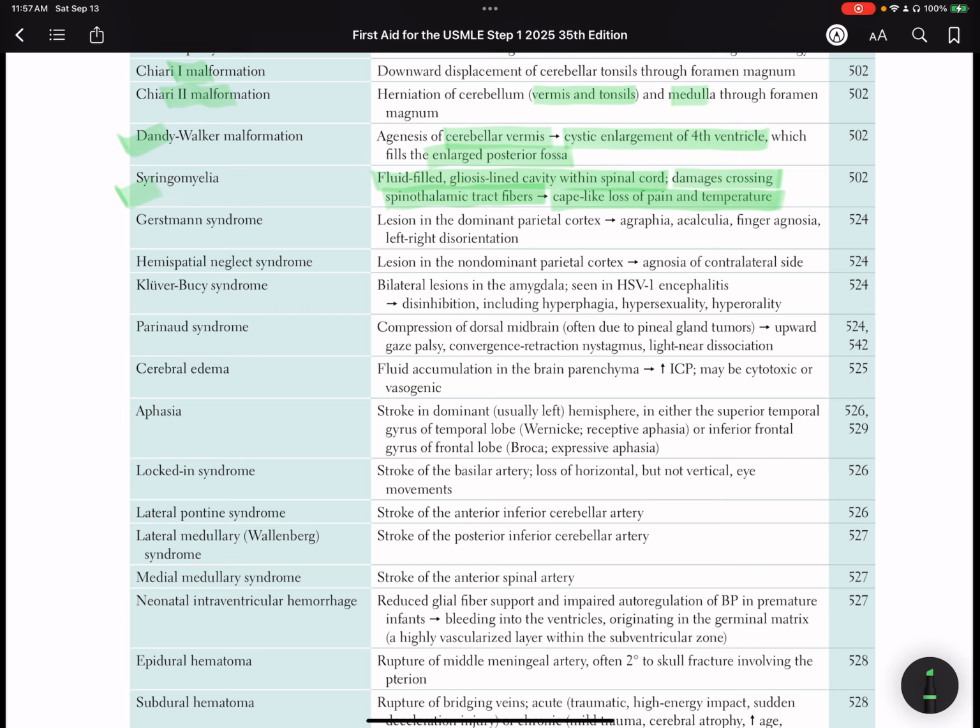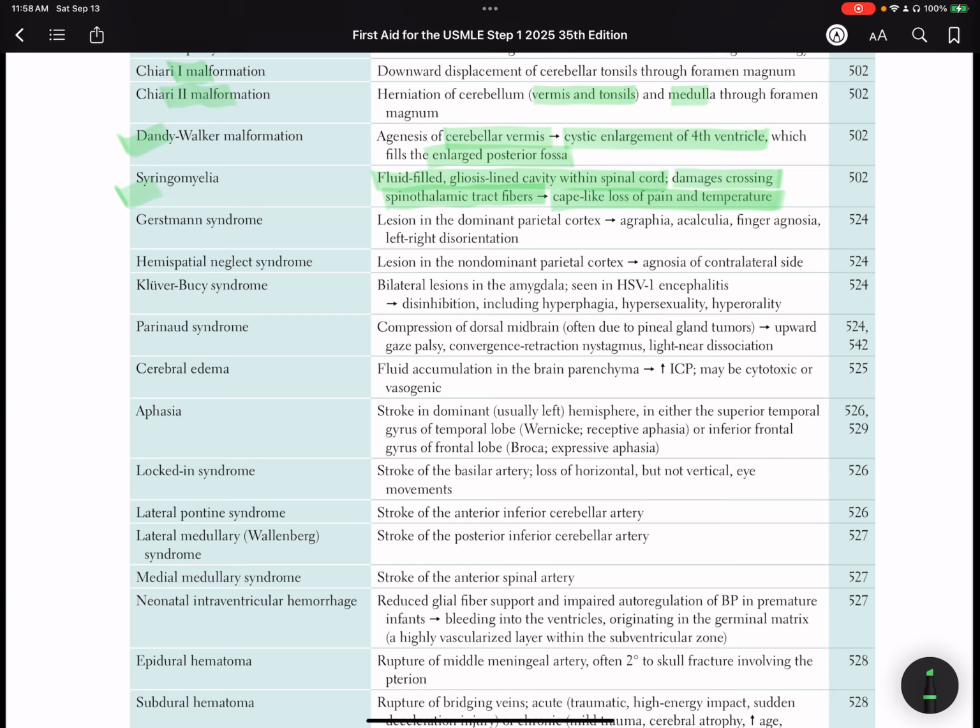Next condition, Gerstmann syndrome. Lesion in the dominant parietal cortex leads to agraphia, acalculia, finger agnosia, left-right disorientation. Gerstmann syndrome, lesion in the dominant parietal cortex: agraphia, acalculia, finger agnosia, left-right disorientation.